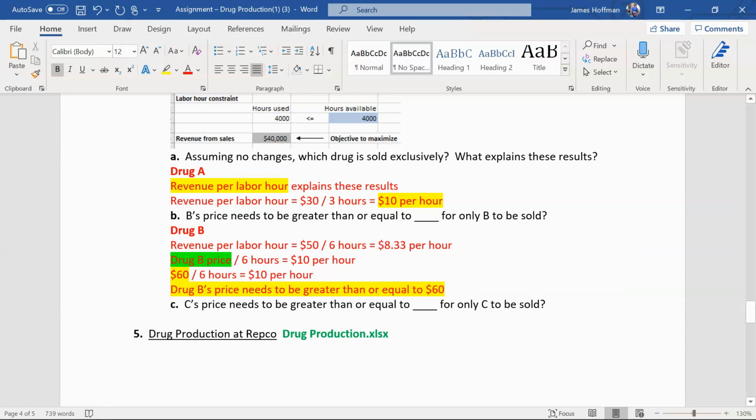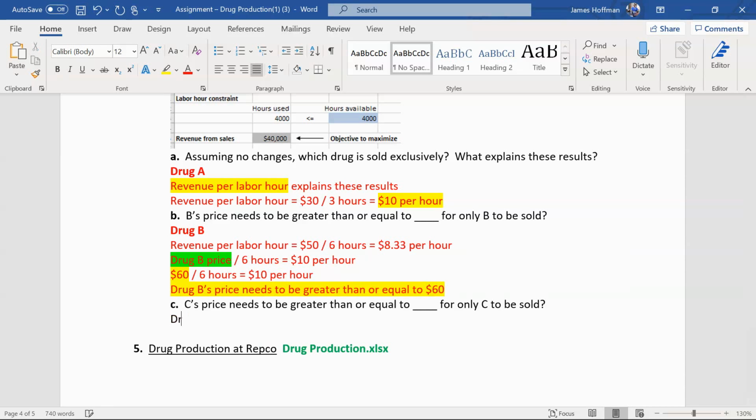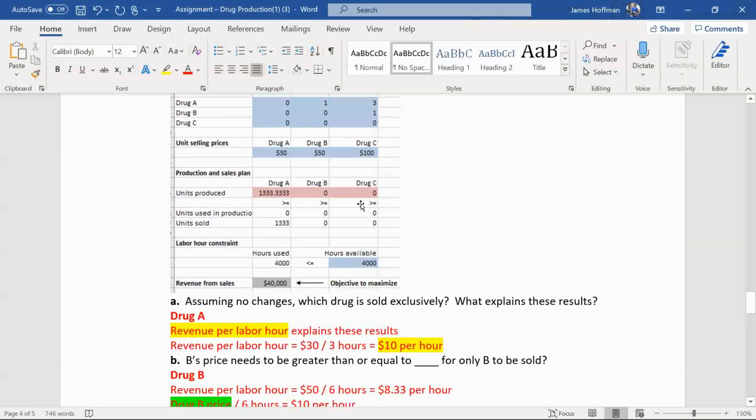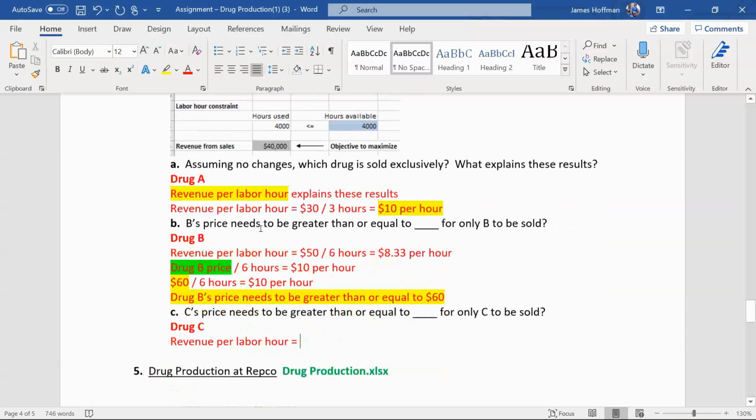Alright, so now about C's price. C's price needs to be greater than or equal to what for only C to be sold? First, let's start with the original revenue per labor hour for drug C. Okay, so drug C is being sold at $100 exactly.